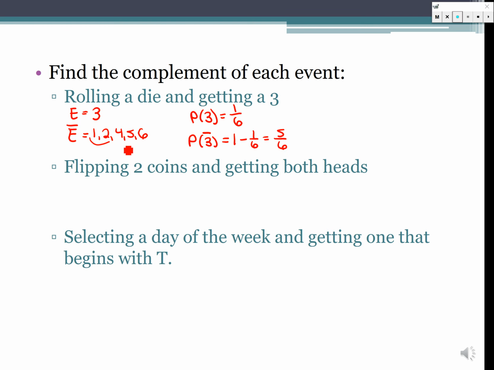Or if you want to list these out and get the 5 out of 6, you can. It's totally up to you. So the complement is all of the other outcomes in that sample space. All the other ones you're not using.